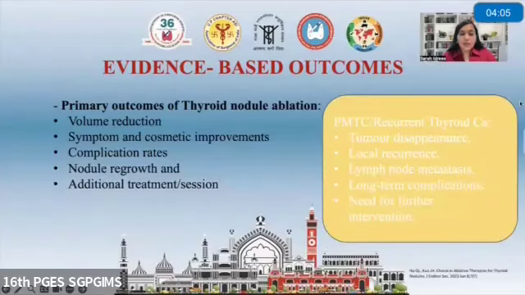Nobody would have performed these procedures had there not been evidence for their outcomes. The outcomes that we look for after a thyroid nodule ablative procedure are the volume reduction, symptom and cosmetic improvement, the rate of complications post-procedure, nodule regrowth, and additional treatment or sessions required. In cases of papillary microthyroid carcinoma or recurrent thyroid carcinoma, tumor disappearance, local recurrence, and lymph node metastasis become very important outcome indicators.